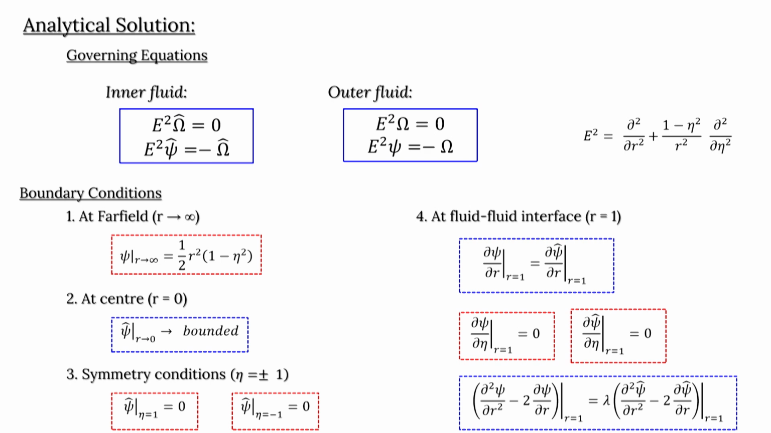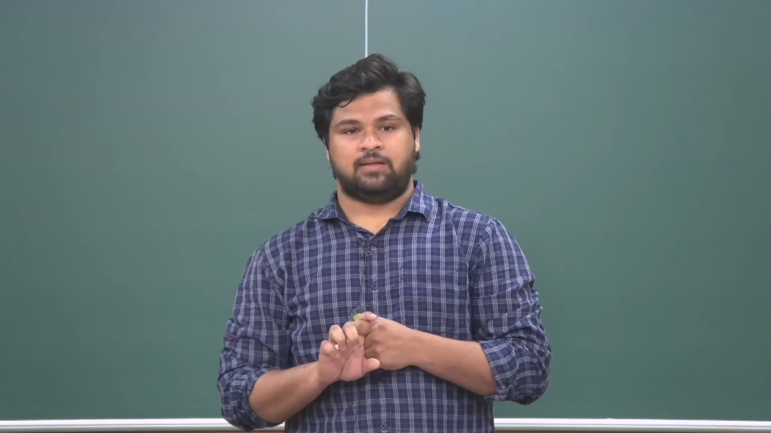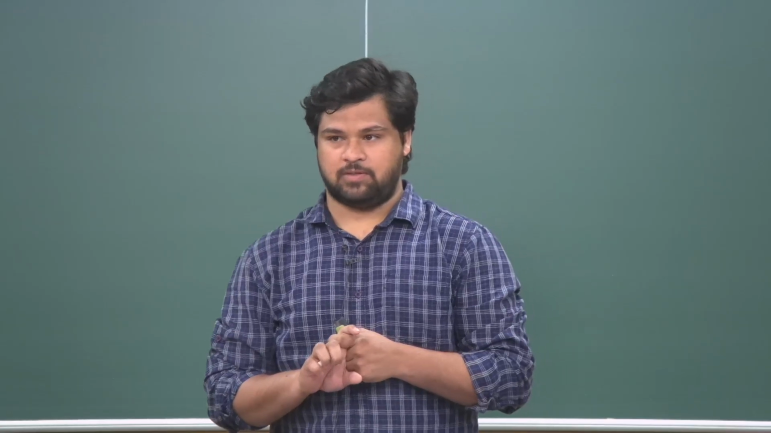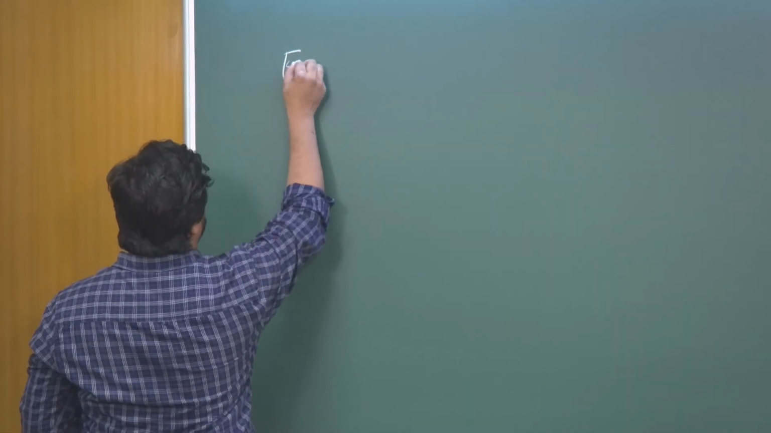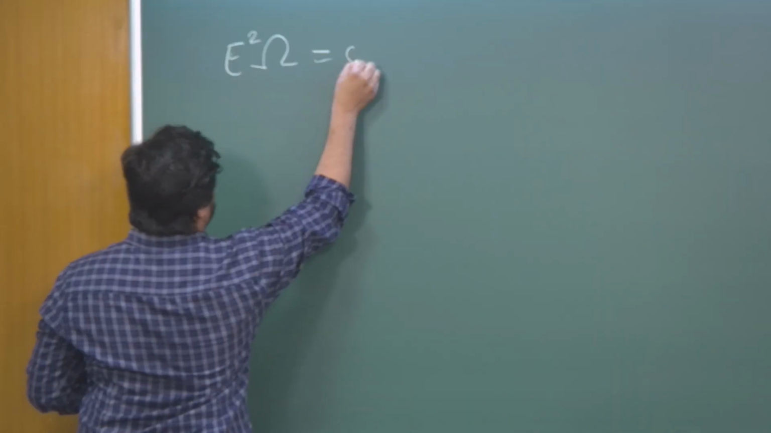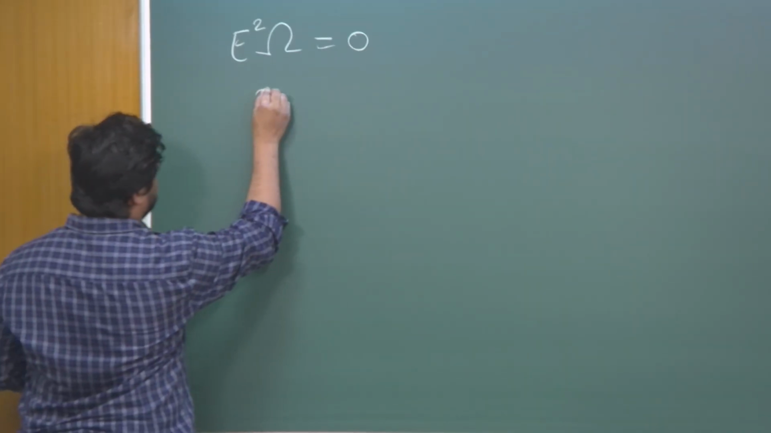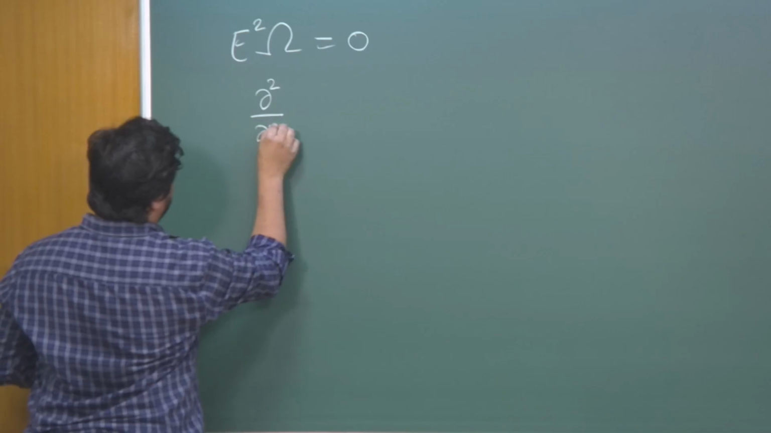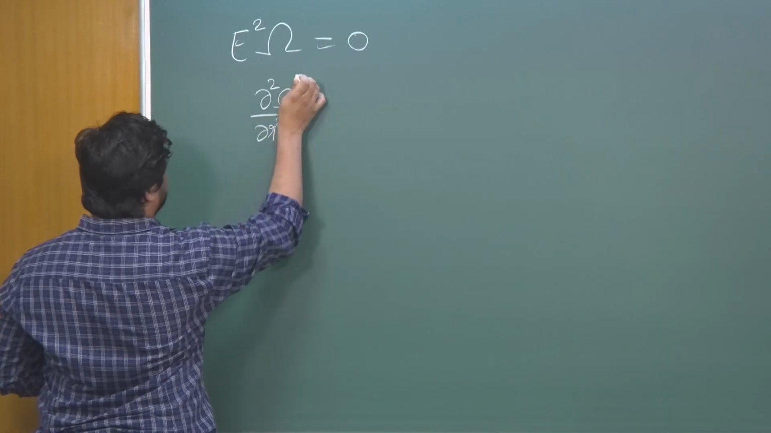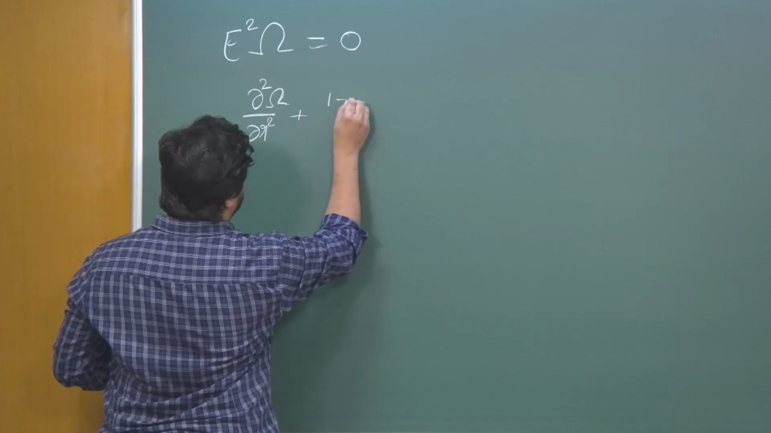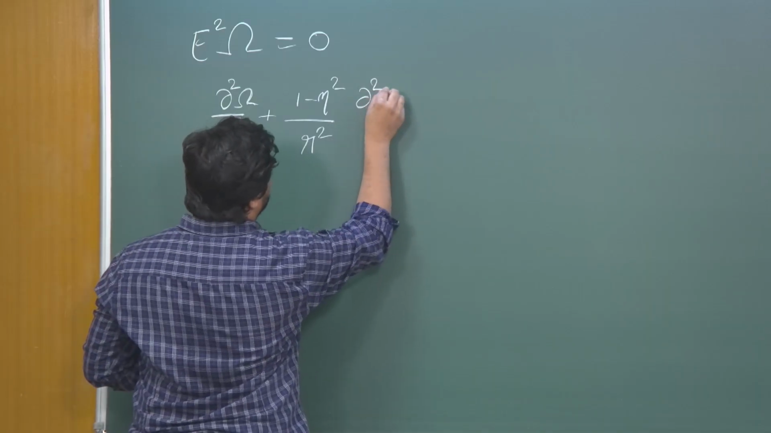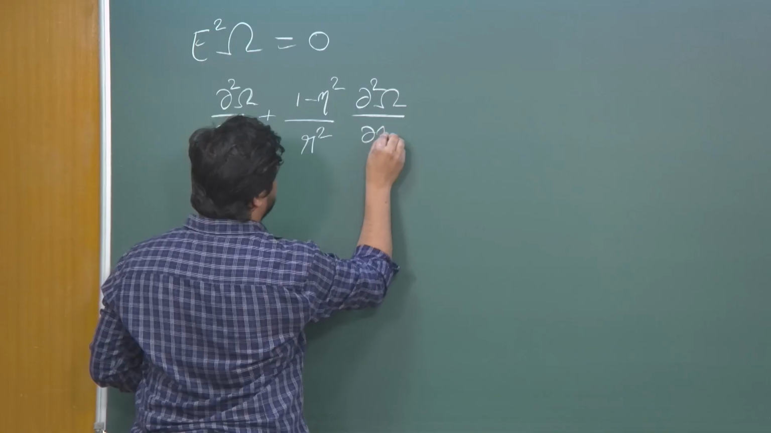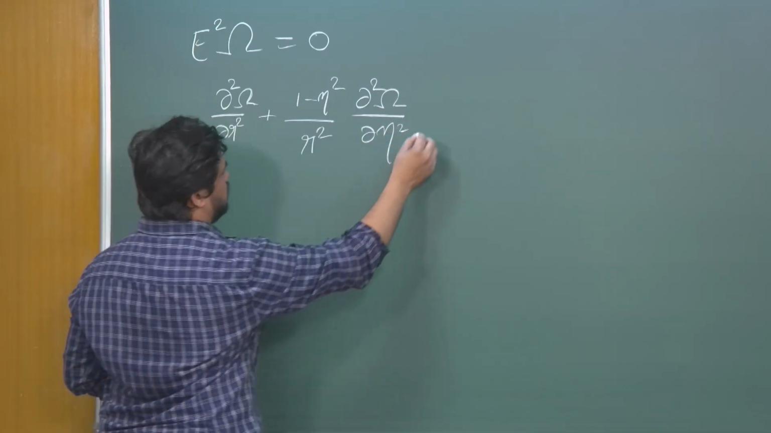Rather than solving a fourth order equation, we will solve 2 second order equations in psi and omega, and then we will get the final solution in the form of psi. So first I am starting with E square omega equal to 0. This E square is nothing but ∂²/∂r² of omega plus (1 minus eta square) by r square times ∂² omega by ∂eta square, equal to 0.